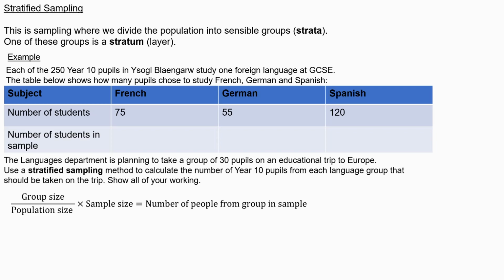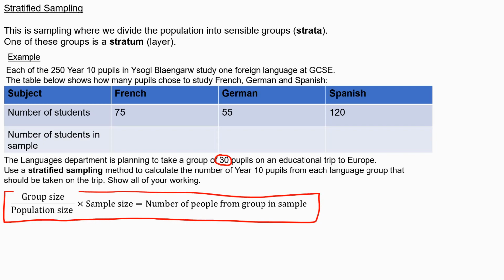The languages department is planning to take a group of 30 pupils on a trip to Europe. So they basically want a sample of 30 pupils. And we are to use a stratified sampling method to calculate the number of Year 10 pupils from each language group that should be taken. To do this, I'm going to use the formula here. Group size divided by population size multiplied by sample size gives us the number of people from each group in the sample.